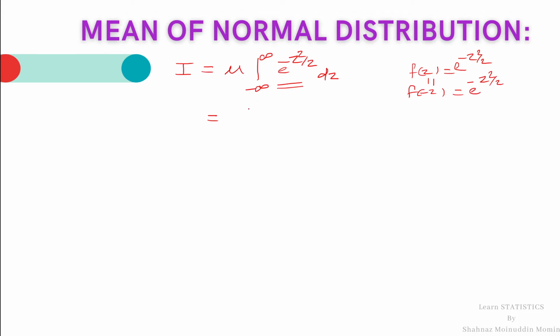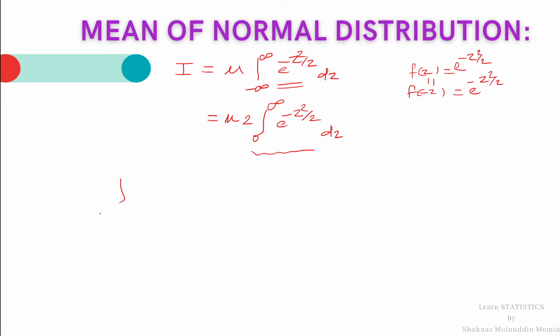If it is an even function, then the integral becomes mu into 2 times integral 0 to infinity e raised to minus z square by 2 dz. This is a gamma integral. In the previous lecture on gamma distribution, we have already learned the gamma integral of the first type. This is the gamma integral of the second type. What is the second type?